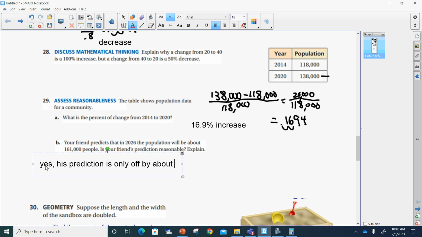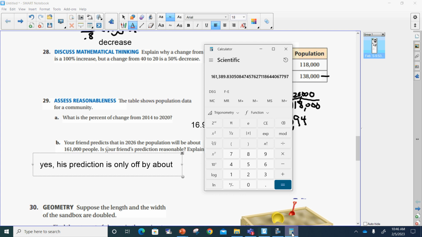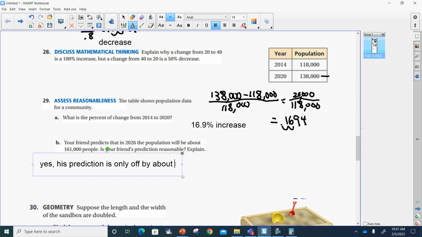I think we said he was only off by about 400. Let's look over here. Yes, by about 390. All right. About 390 people. All right. Let's see here.